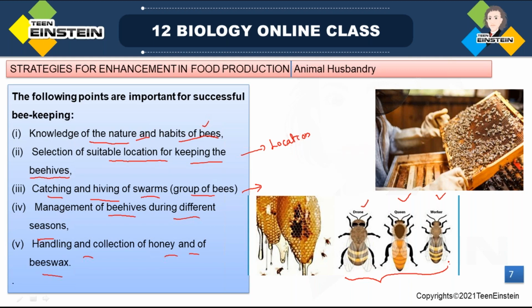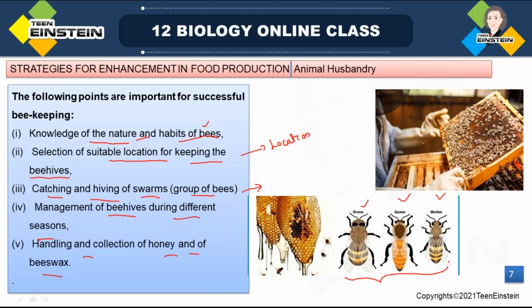So you should know which types are there, and for which crops they are working as pollinators, which location you should keep them in, how to catch and hide these bees, how to manage this, how to collect honey, and how to handle beeswax.